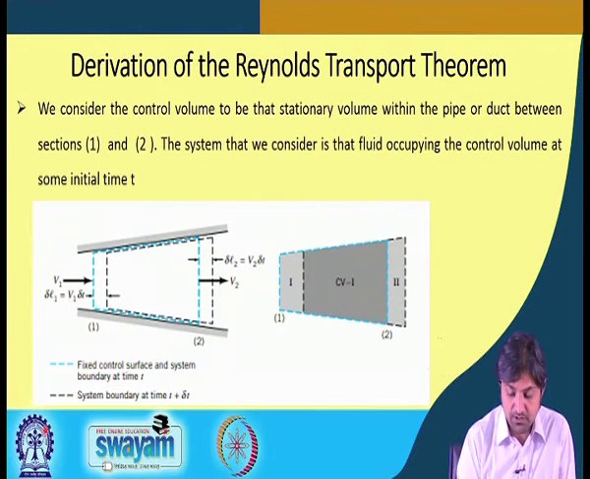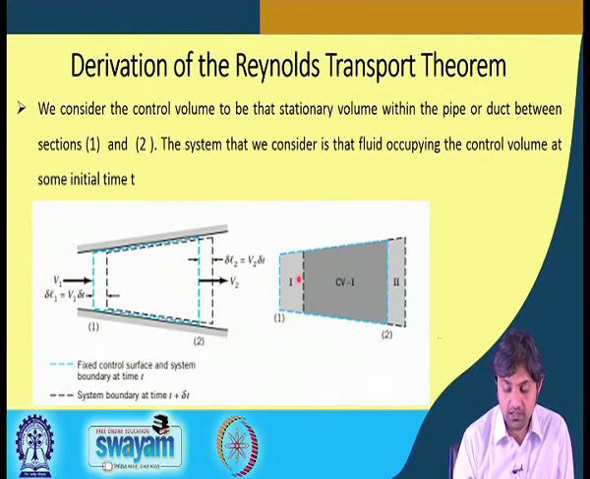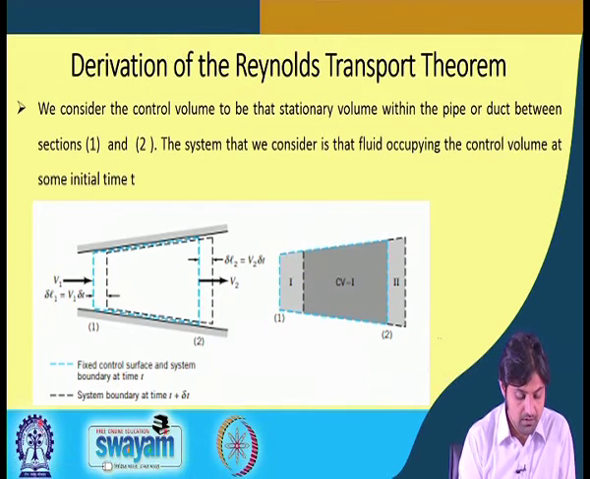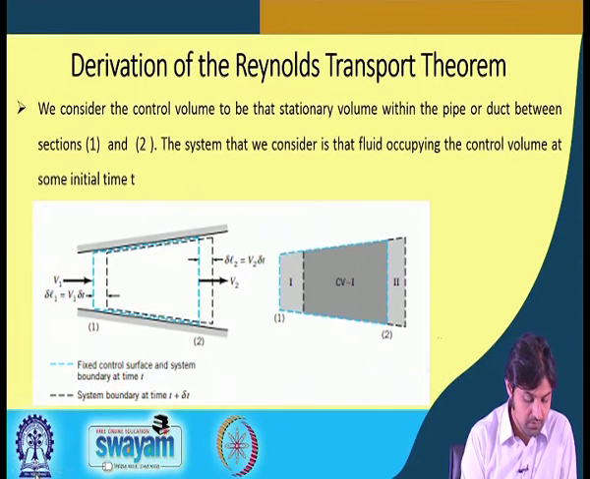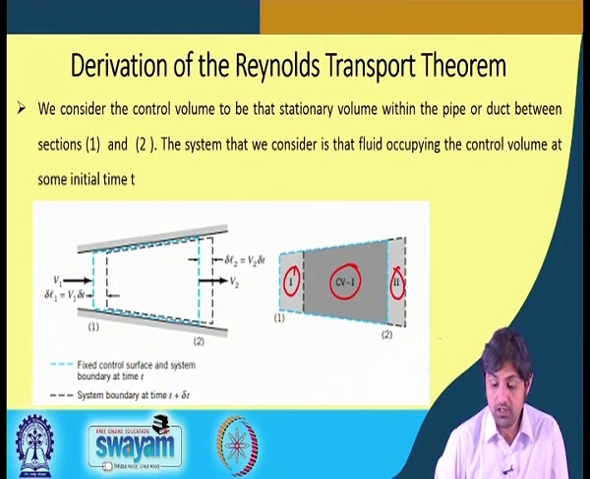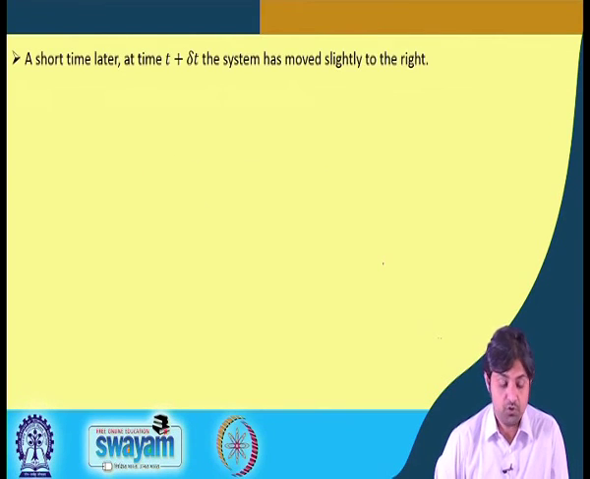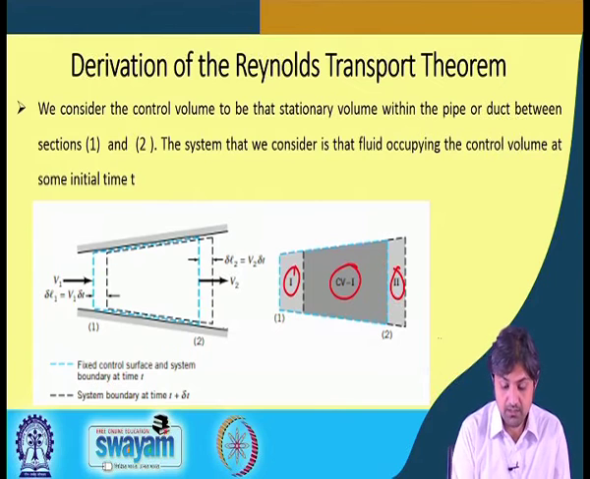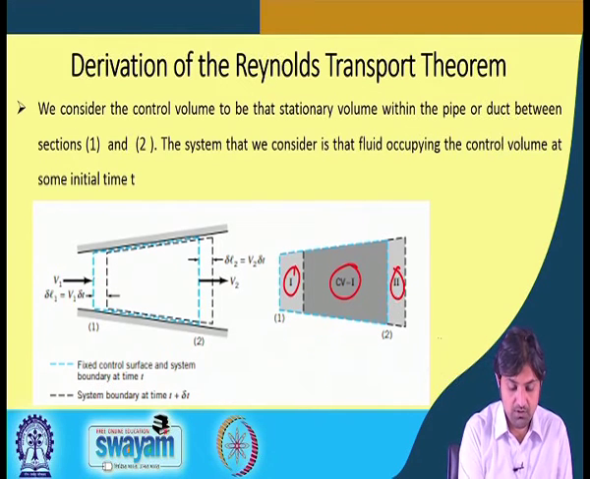So we have divided it into 3 regions, control volume 1, 2. At a short time later, at time t plus delta t, the system has moved slightly to the right. You see here, as we talked about, this has moved from here to here.